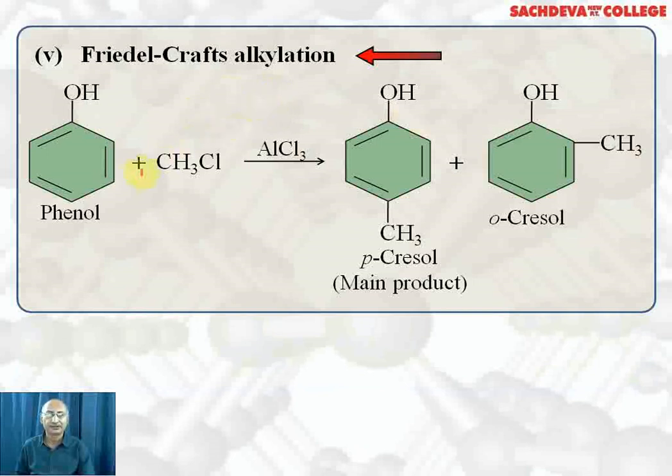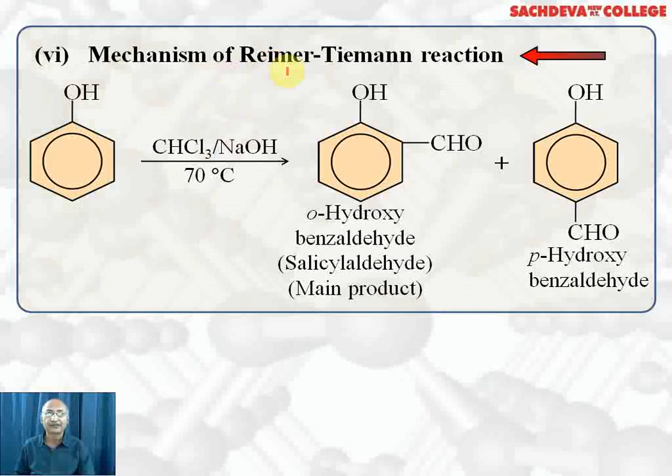Friedel-Crafts alkylation. Phenol reacts with methyl chloride in presence of AlCl3. Now be very careful. If AlCl3 is used, it means electrophilic substitution will take place. CH3+ will be the electrophile, and will attack at ortho and para positions. So we get para-cresol and ortho-cresol. Para will be the major product. The mechanism of the Reimer-Tiemann reaction is very important.